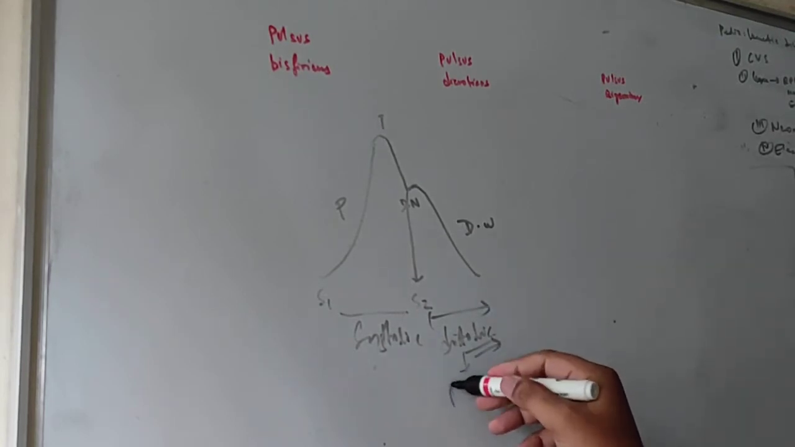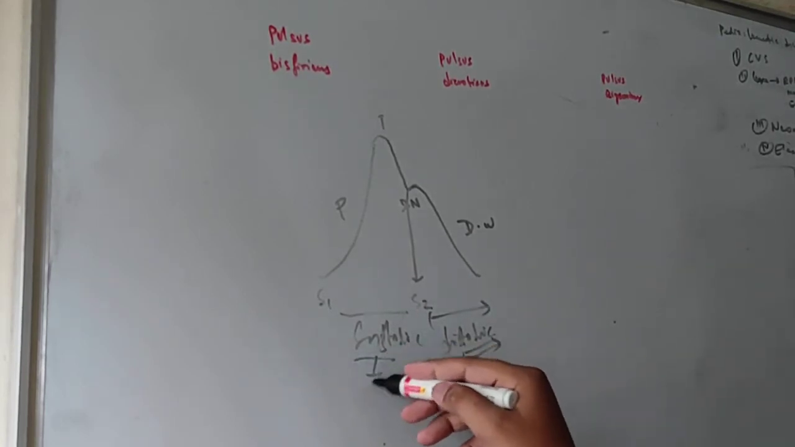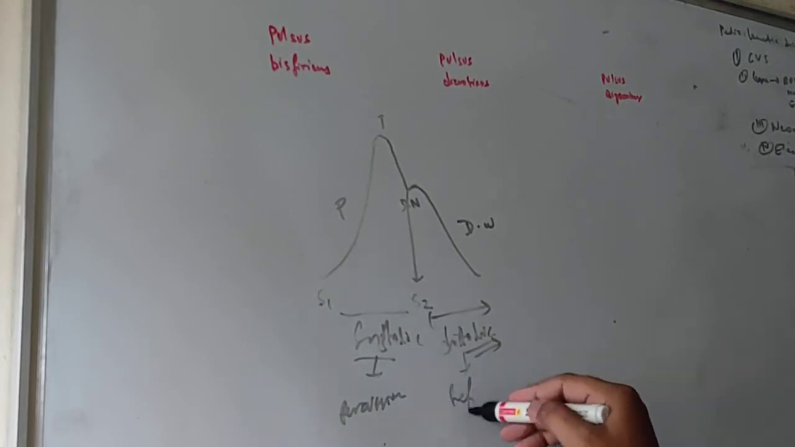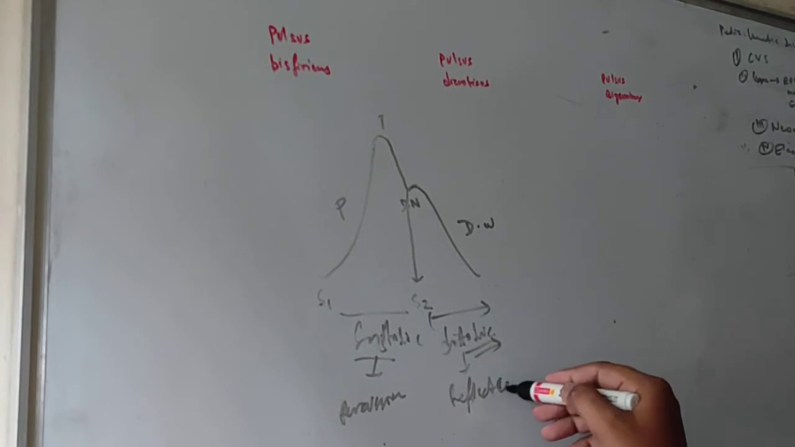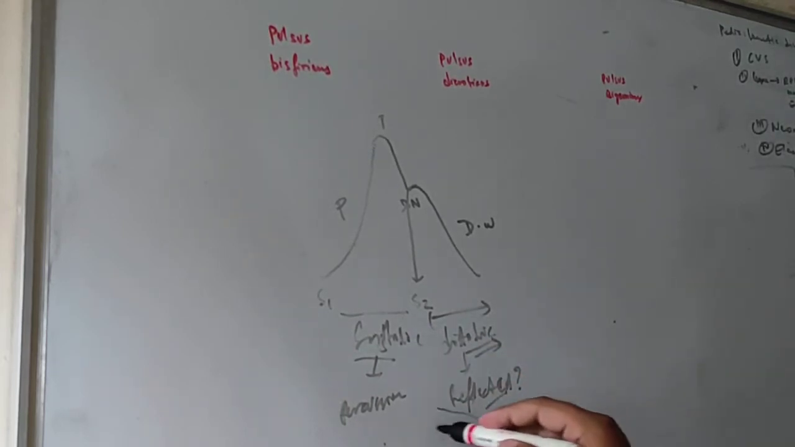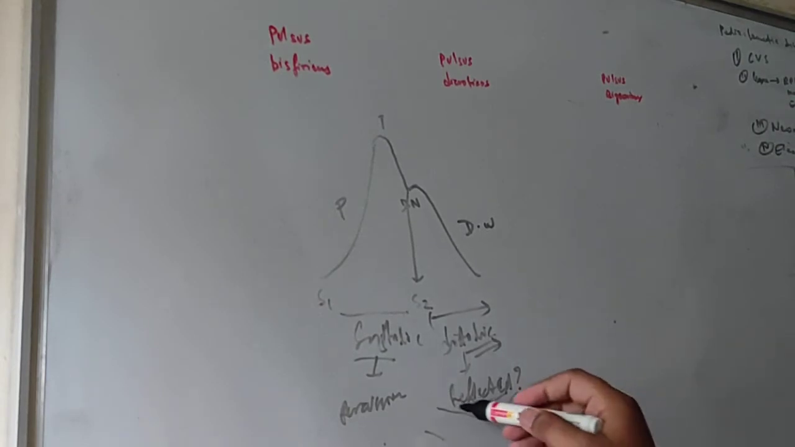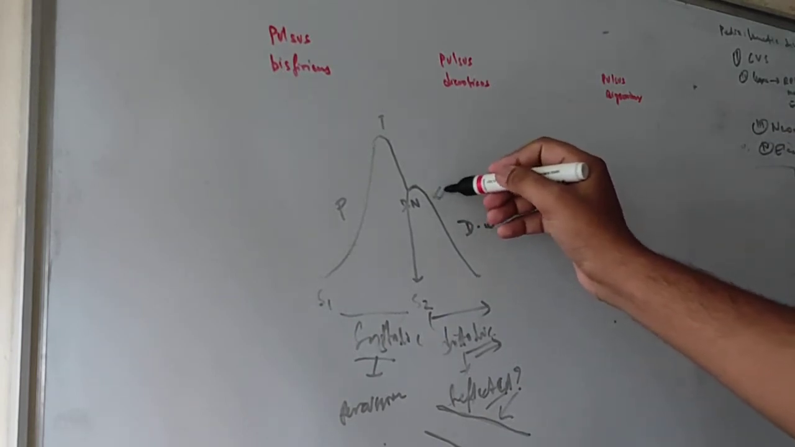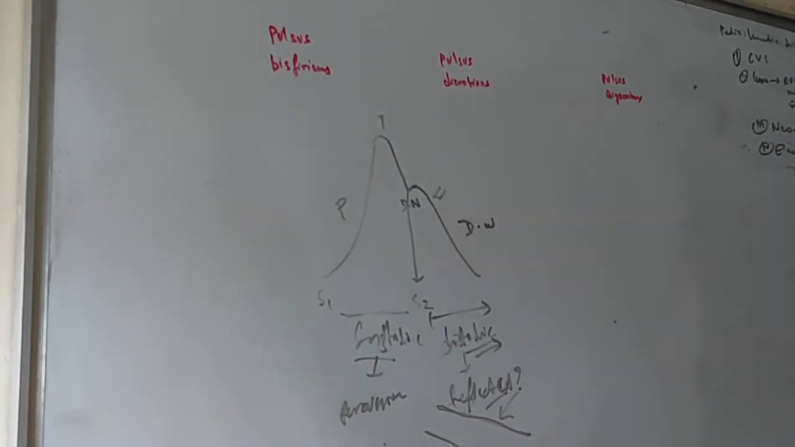This is also called the reflected wave, and this is the percussion wave. This is why it is called the reflected wave: in the diastolic phase there is the elastic recoil of the arterial wall, which is characterized by the wave that is formed after the dicrotic notch.